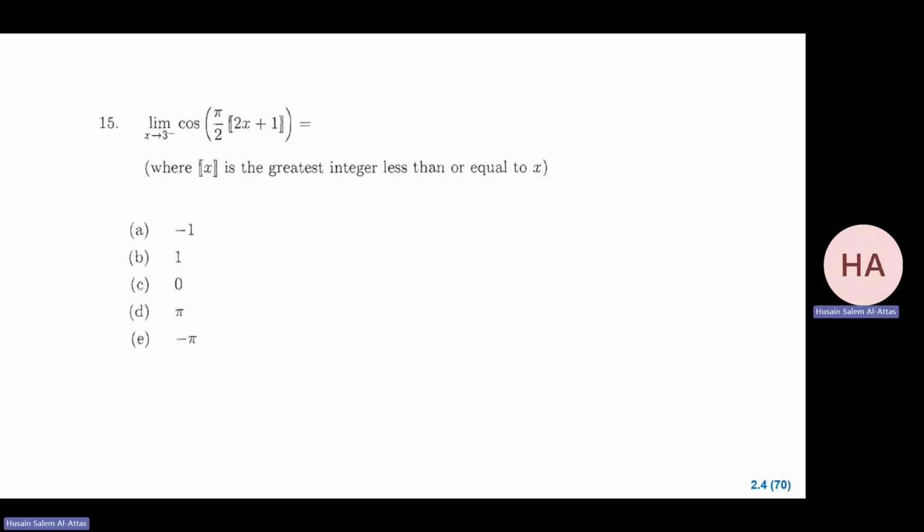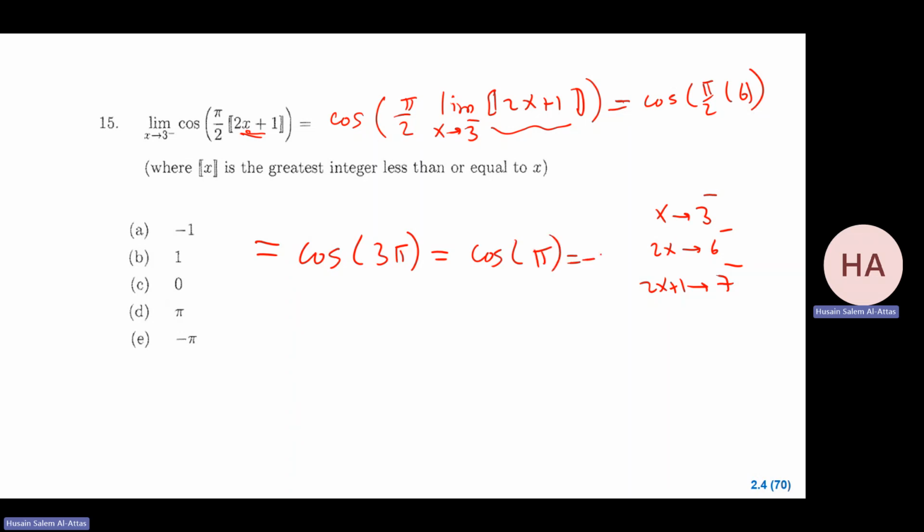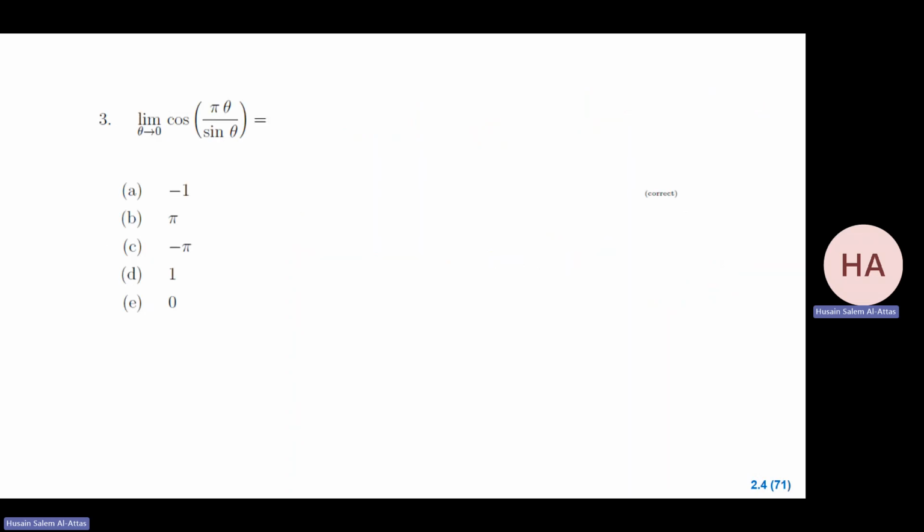The same thing here, but I need greatest integer things. So that will be cosine pi over 2, just a constant. I can take it out of this one. If x goes to 3 from left, 2x goes to 6 from left, 2x plus 1 goes to 7 from left. So this would be 6. That will be cosine pi over 2 times 6, and that will be cosine 3 pi. I know 2 pi will not make any effect. That will be cosine pi, which is minus 1. So that will be the answer.